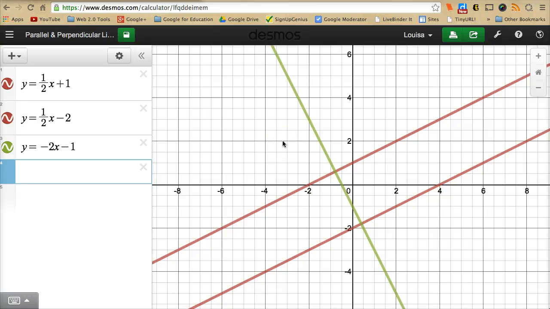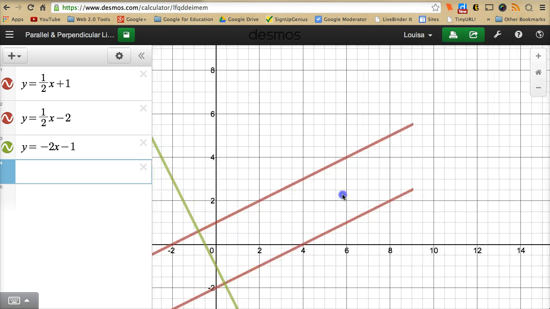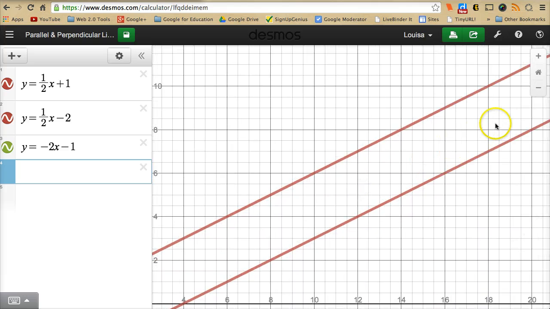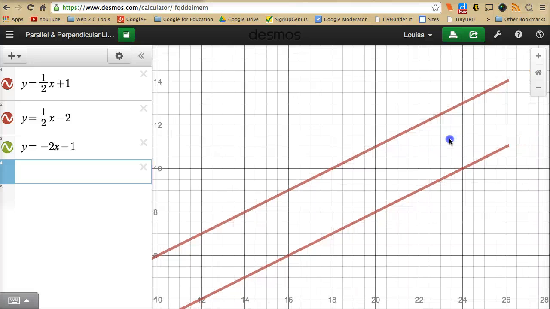We're going to talk about parallel and perpendicular lines. On my graph, I have 3 lines, 2 red and 1 green. I want you to pay particular attention to the red lines. As I scroll my graph, I want you to notice, do the red lines get closer to each other, further away from each other, or do they stay about the same distance apart?